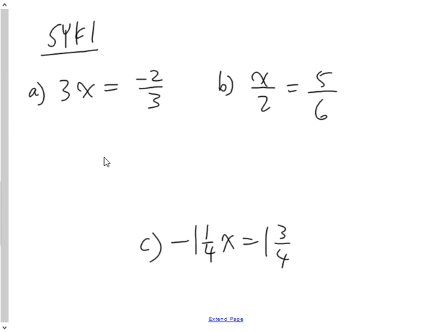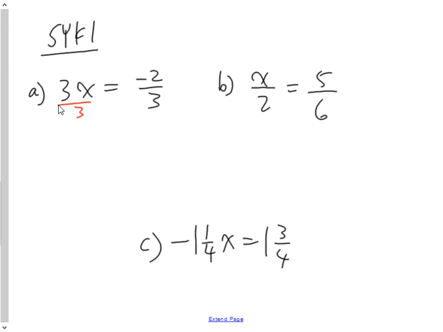Okay, this is chapter number 8, section 8.1: three different types of algebra questions utilizing fractions. The first question says 3x is equal to negative 2/3. So I'm going to divide by 3 on both sides. And normally I would show it like this, but we're not going to show it like this here because it ends up looking like a big fraction sandwich.